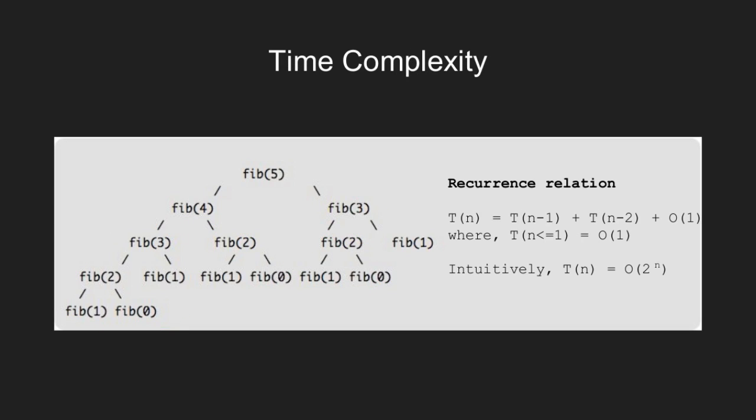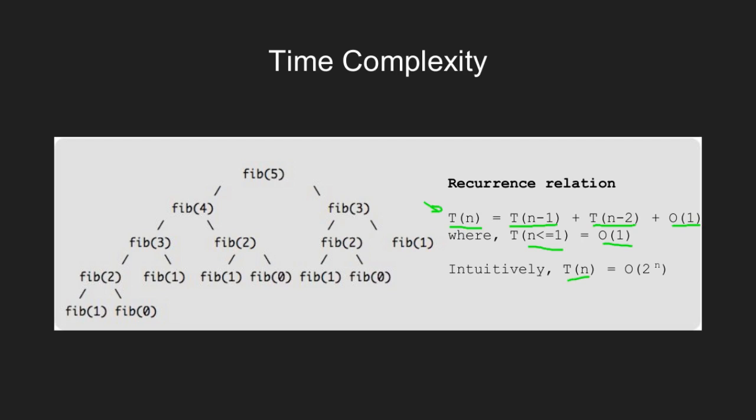But before we see how to avoid all the unnecessary computation, let's try to figure out the time complexity of the fib function. Look at the recurrence relation written over here. This says the time taken to calculate fib n equals the time taken to calculate fib n minus 1 plus the time taken to calculate fib n minus 2 plus the time taken to add these two numbers together. Clearly, for n less than or equal to 1, T(n) is going to be O(1) because we already know that f1 is 1 and f0 is 0. So we don't need to make any recursive calls.